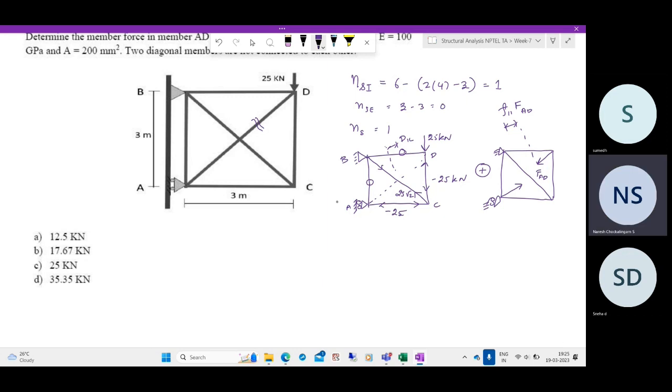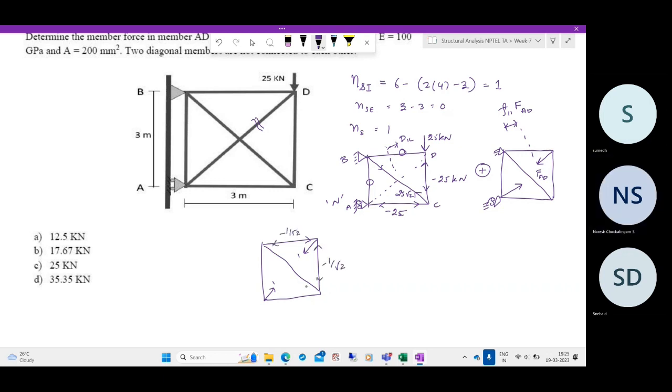So we have found out what all these capital N's are. Now let us find out the small n's. How do we do that? We apply a unit equal and opposite force, which is 1. As I already said, we don't have any support reactions. So if it is 1, since it is 45 degrees, this will be minus 1 by root 2, this will be minus 1 by root 2, this will be minus 1 by root 2. All are compressive.